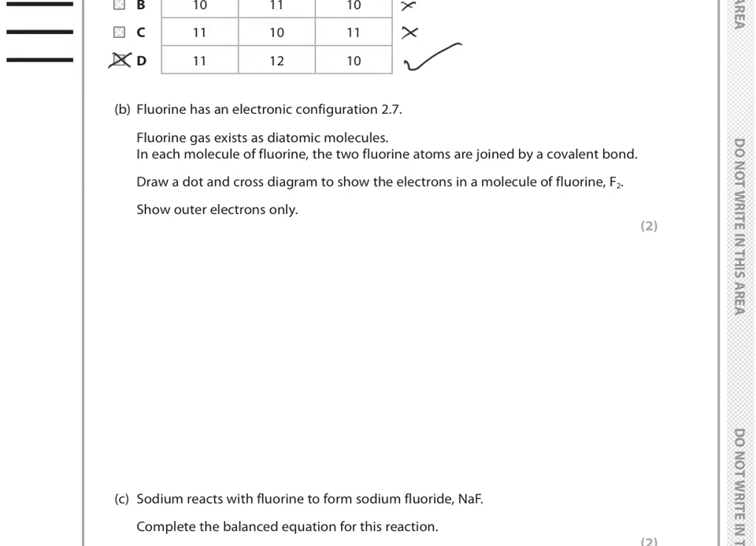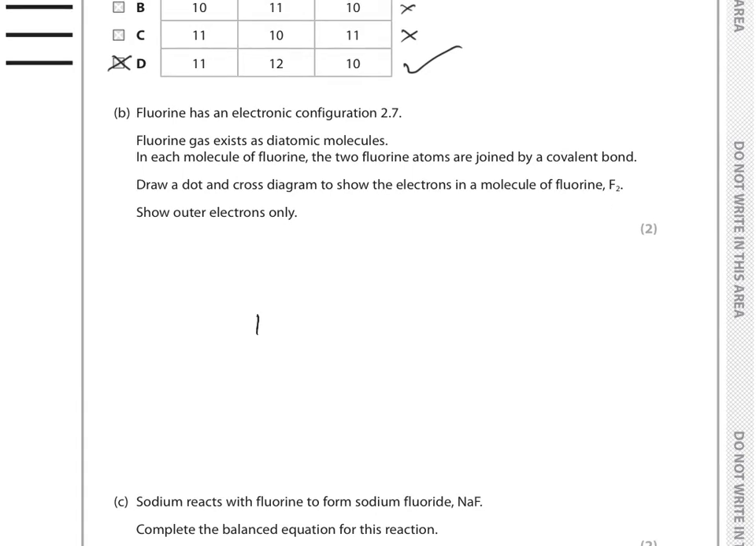So here it has 7 electrons in its outer shell, so I've got F with 7 electrons, 1, 2, 3, 4, 5, 6, 7, another F, this time with dots, 1, 2, 3, 4, 5, 6, 7. So there I've got my dot cross diagram showing the covalent bond is the shared pair of electrons between the two.